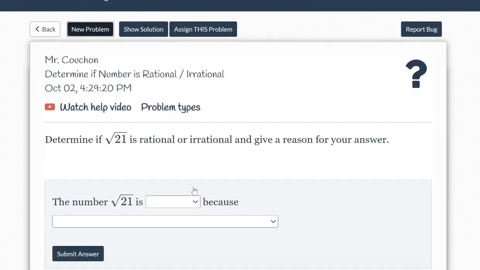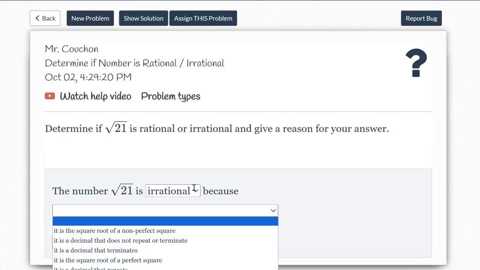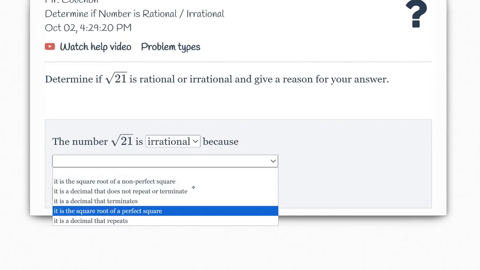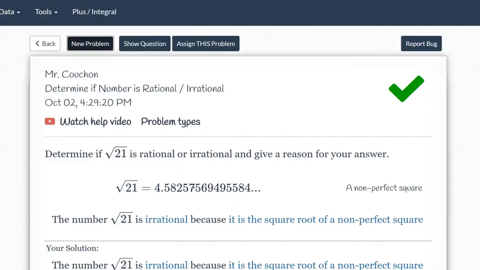All right, let me just try one more. This is for you. You can try this one, and then I'll be back with my solution in a moment. All right, so that is going to be irrational because it is the square root of a non-perfect square. Okay, that's how you do those.